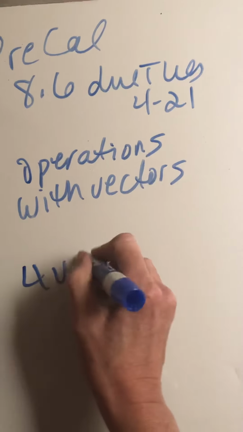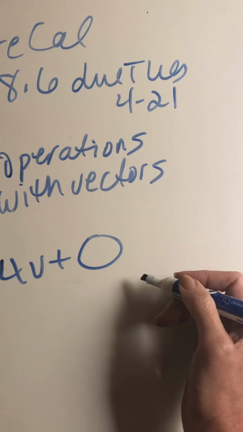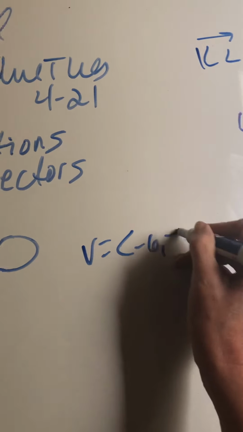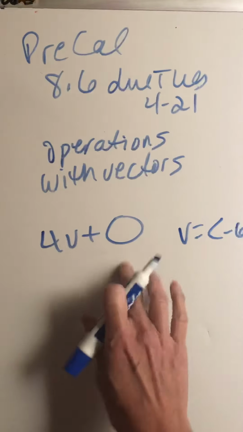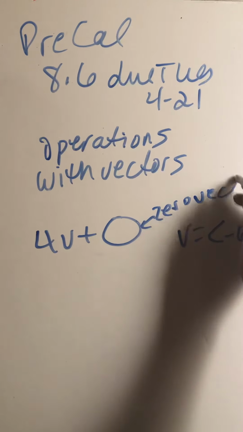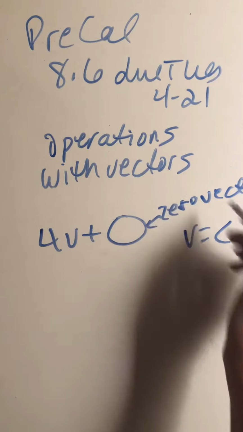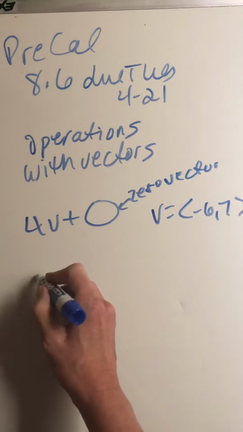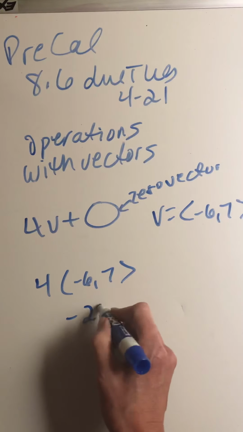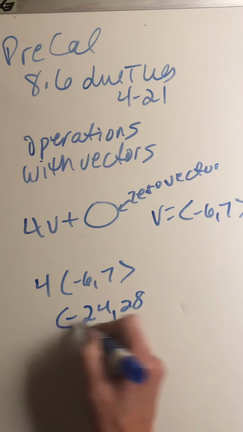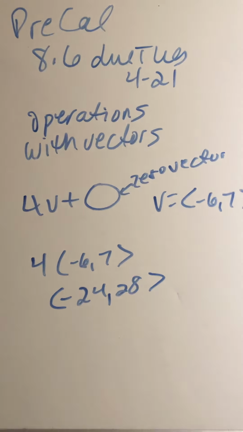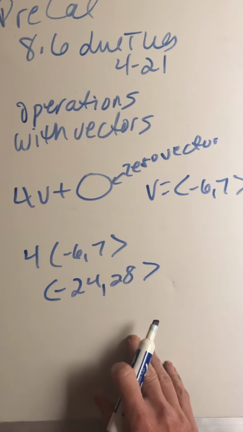You'll see a 4V plus O, and our V is -6, 7. So that O right there stands for the 0 vector. It's just like adding 0 in vector form, but that's called a 0 vector. So you're basically just doing 4 times -6 and 4 times 7, so -24 and 28. And if you add 0 to that, it just stays -24 and 28. And that's your component form.